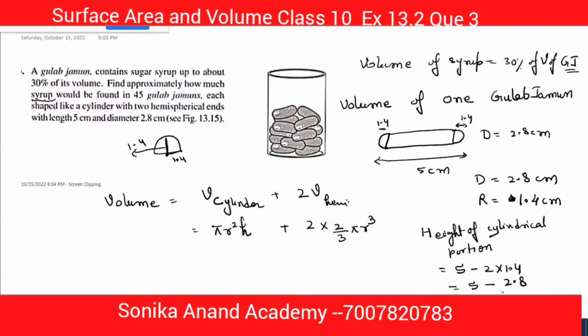2.8. That is 0.2, then 2.2. This is the height of the cylindrical portion. Now we have to substitute. Here, volume of height of cylinder, I will take h. Now radius is the same, so pi r square is common. Now height of cylinder is 2.2 plus 2 into 2 by 3, and here radius is 1.4. This is the volume of one gulab jamun.